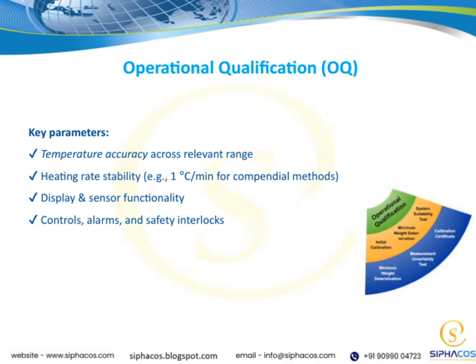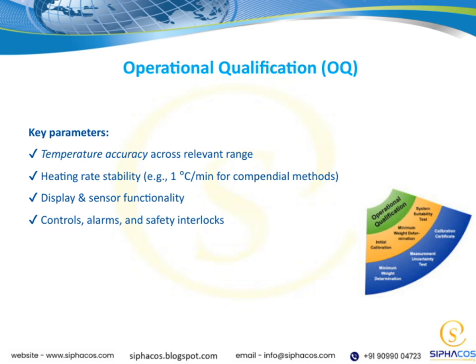This step is crucial because it ensures that the equipment operates as intended within specified parameters. First, we look at temperature accuracy across the relevant range. It's vital that the equipment maintains precise temperatures, especially since many processes depend on exact thermal conditions. Next, we evaluate the heating rate stability. For example, in compendial methods, a typical heating rate might be 1 degree Celsius per minute. Ensuring this rate is consistent is important for reproducibility and compliance.